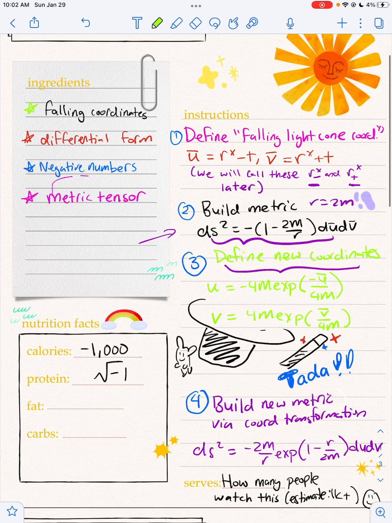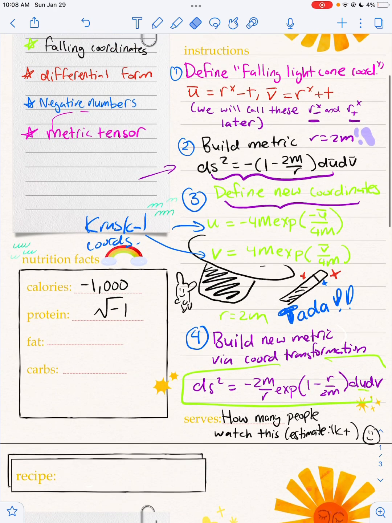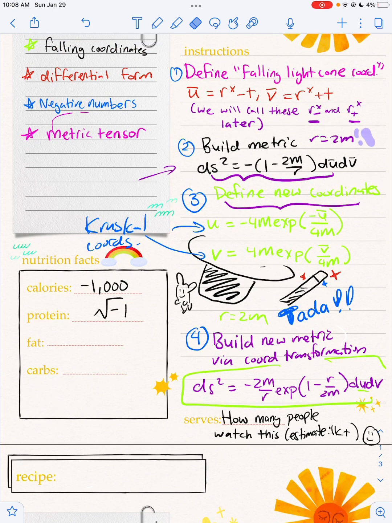And next we build the new metric with the new coordinates via a coordinate transformation, and I'll write it right over here. We see that the metric is no longer singular at the horizon, because when r equals 2m, this becomes 1, and this becomes 1. So the metric becomes minus du dv, which is a good thing.